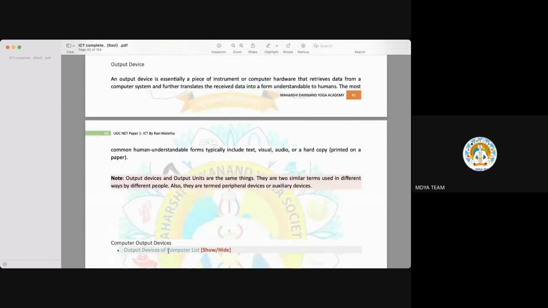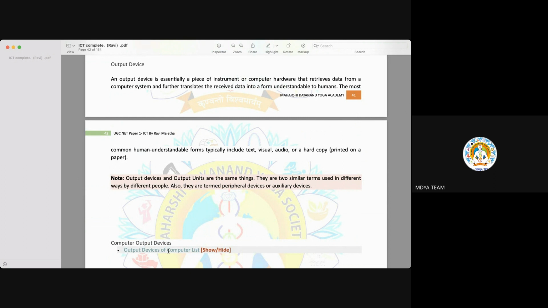Now we come to output devices. How the input which is given is to be displayed in front of you, in what way you want your output to be. Accordingly, output devices are used depending upon your input. An output device is essentially a piece of instrument or computer hardware that retrieves data from a computer system and translates the received data into a form which is understandable to humans.